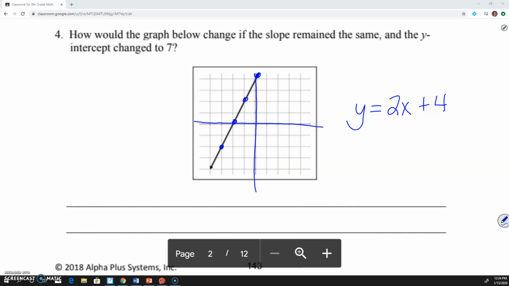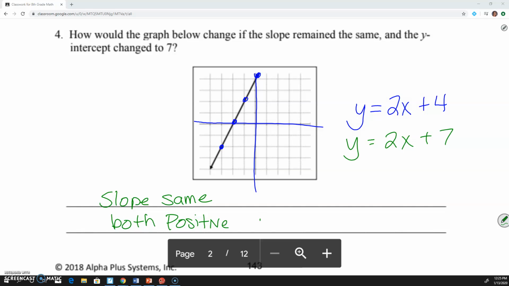Okay, it says, what if the slope is going to be the same, and they change the y-intercept to 7. So what's going to happen? It's going to start how many units higher? 3. So you would just say the slope's the same. You could say both positive. The second line starts 3 units higher. If it started higher, if it's up here at 7, which one's closer to the origin, the first line or second line? First. The first one. This one will be closer to the origin.